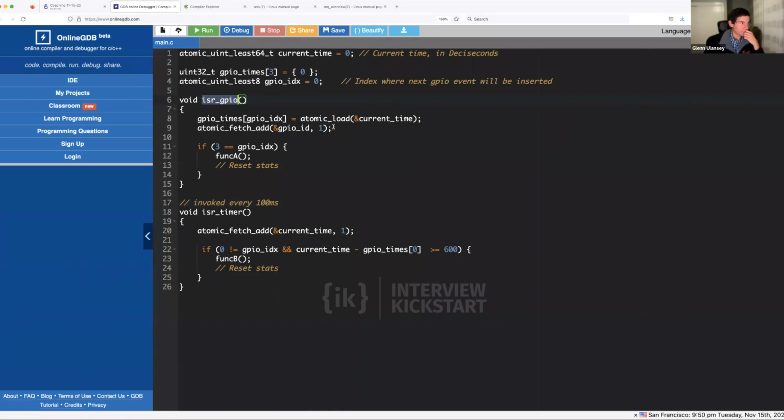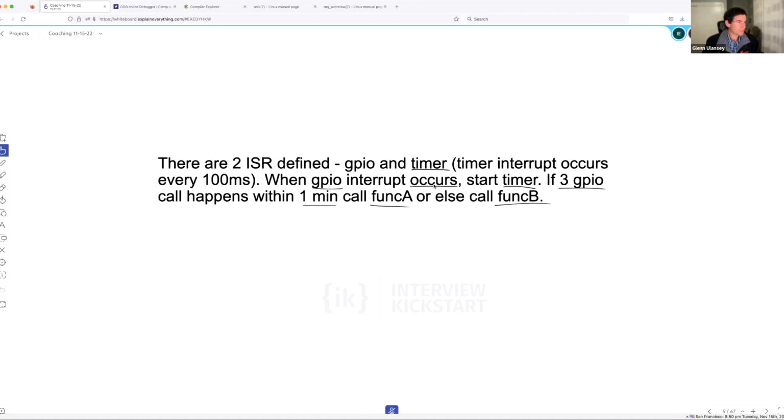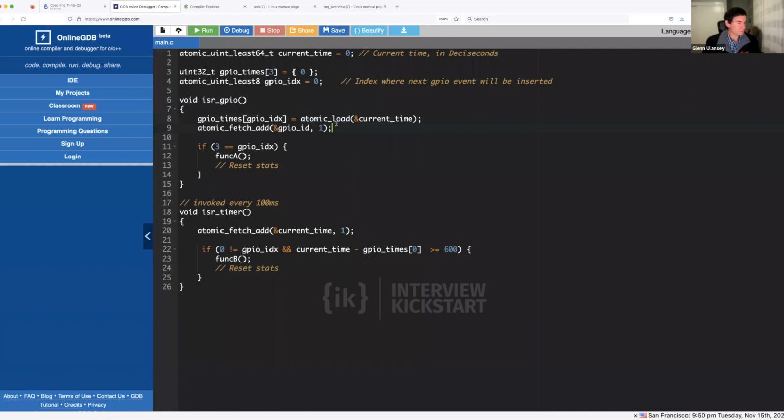For me, what I do here now is, let me first take a step back. That's my setup. Now I need to handle the case, let me jump back over here, when the GPIO interrupt occurs, start the timer. So what I do to logically start the timer is I store the current time in the first entry in that array. And then I atomically increment this write index by 1.